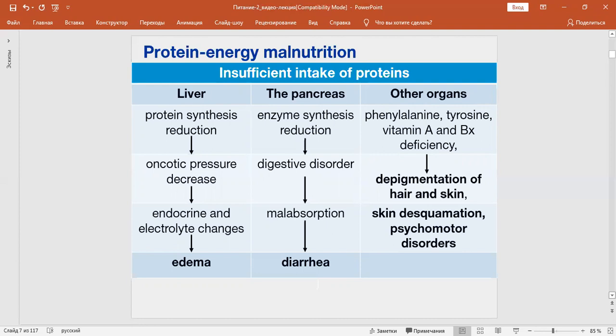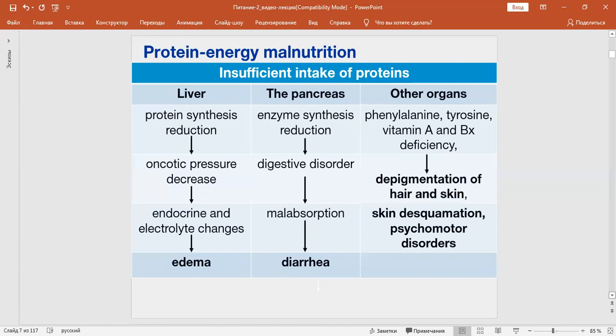Insufficient intake of proteins leads to reduced protein synthesis in the liver. This entails decreased oncotic pressure, which in turn leads to changes in the endocrine system and electrolyte balance. This is the cause of such symptoms of kwashiorkor as edemas and ascites. The insufficient protein supply to the pancreas leads to reduction of enzyme synthesis. This entails digestive disorder and malabsorption. The next symptom, diarrhea, is caused by just these changes. Malabsorption leads to secondary protein deficiency.